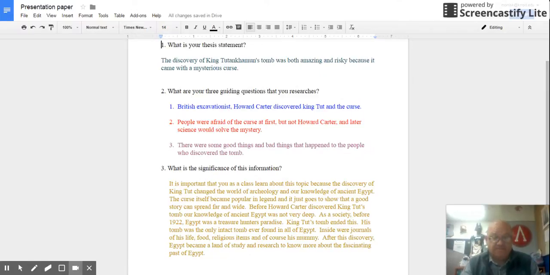Here's the hard part. Now, everybody in the class gets to raise their hand and ask you questions about either your thesis, and you better know what your thesis means. They're going to ask you questions about your three support statements, and you better know what each support statement is. If I said Howard Carter discovered the tomb and the curse, I better be able to talk about Howard Carter and the discovery.